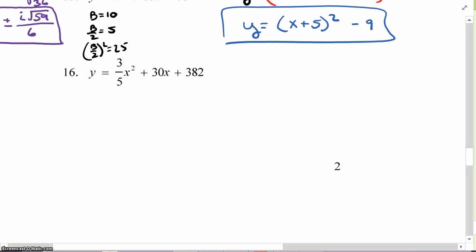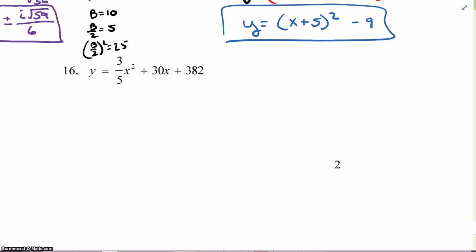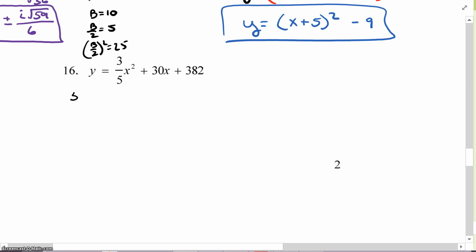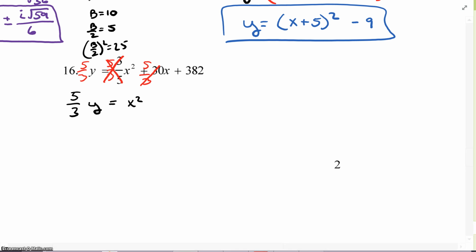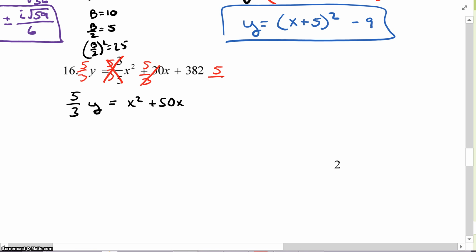Okay, look at 16 now. Same concept. First step, though, I've got to multiply everything by the reciprocal of the a value, which is 5/3. So I'm going to rewrite this as 5/3 y, and we'll deal with that in just a second, equals x squared, okay, 30 times 5/3. Let's do the math up here in red. 5/3, 5/3, so you can see those cancel. So that's going to be 50x. And multiply this by 5/3 as well.